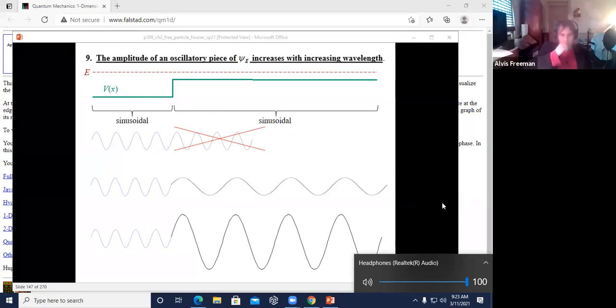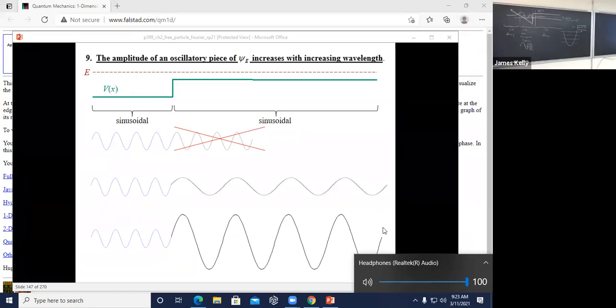In fact, in this case, it might be a little bit counterintuitive because larger wavelengths are lower energy. So it's sort of like saying the amplitude corresponds to lower energy states here. Yeah, Jake?